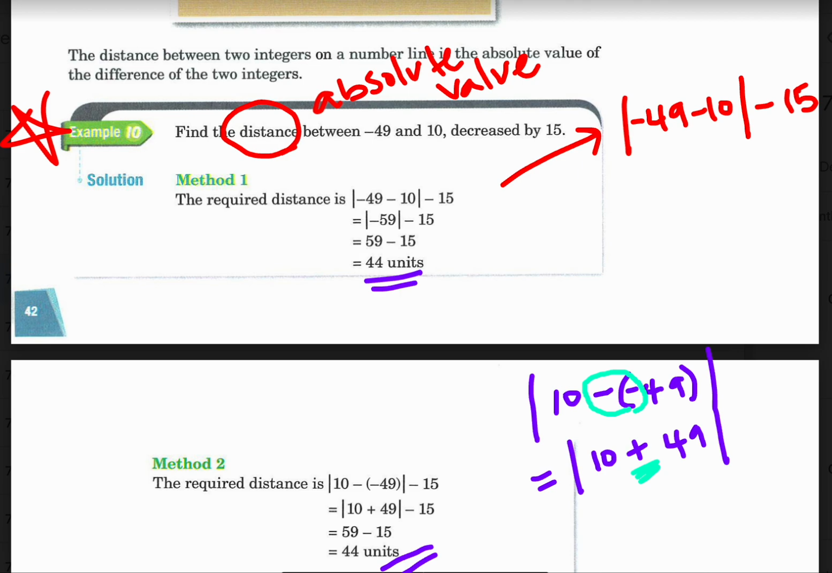Okay, so that's all that lesson is saying, is to not freak out like, oh my gosh, did I do it in the right order? As long as you have it in absolute value brackets, it doesn't matter. So you can have the same work and have the same answer as someone else. Okay, that's all that's saying.